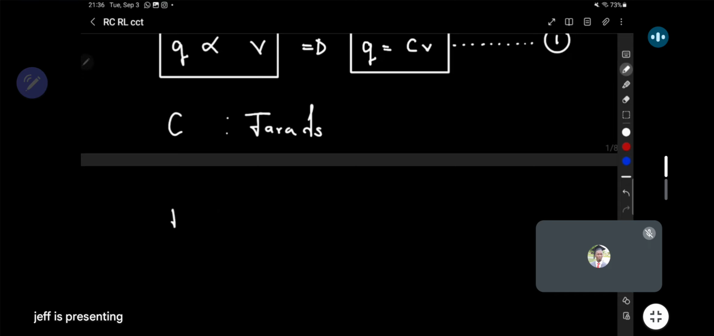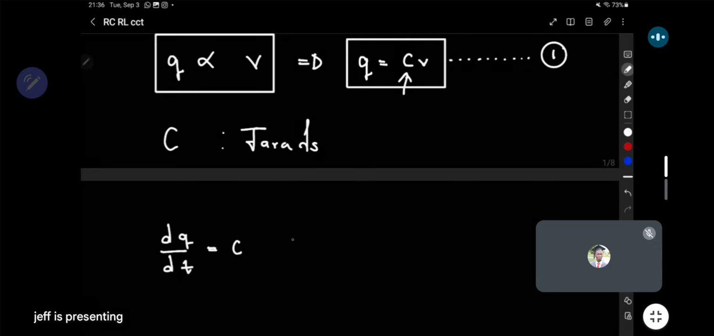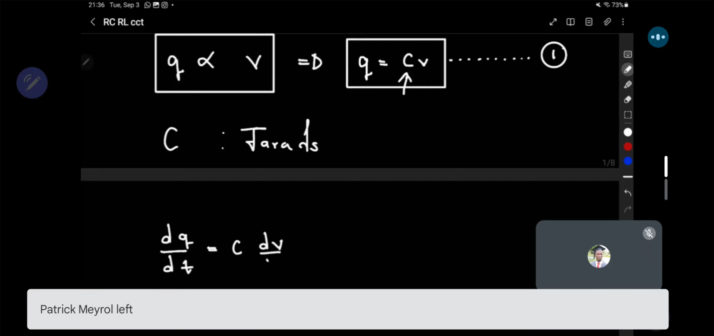If we are to get the derivative of the charge with respect to time, let's say we try to measure the amount of charge that is passing a specific point in some period of time. C here is a constant, so we can easily bypass it. But the voltage there will also vary with respect to time. So we end up with dV/dt this side.